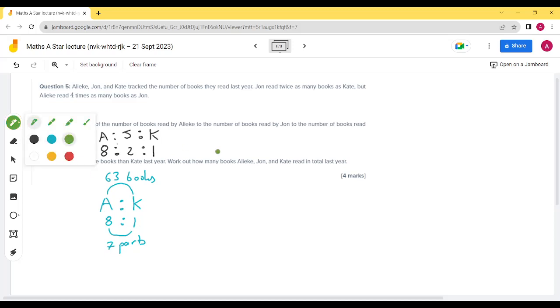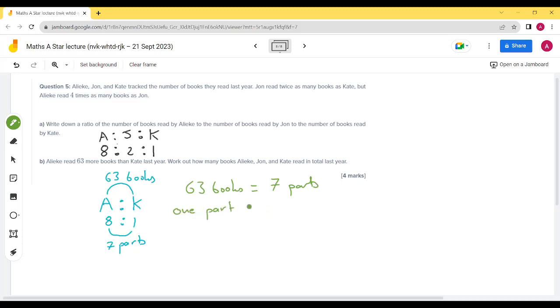So 63 books equals 7 parts. And therefore, 1 part equals 63 divided by 7 equals 9 books. So therefore, the value of 1 part, or the scale factor, whatever you want to call it, is 9 books.